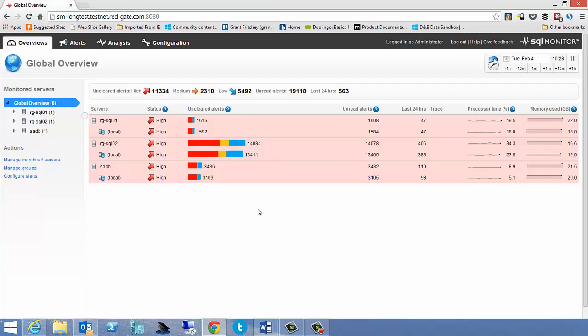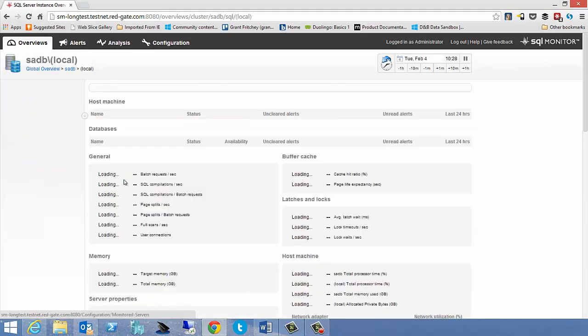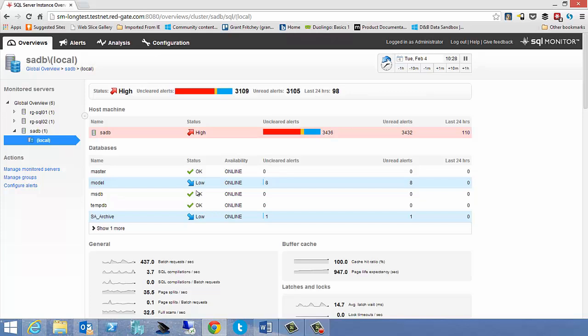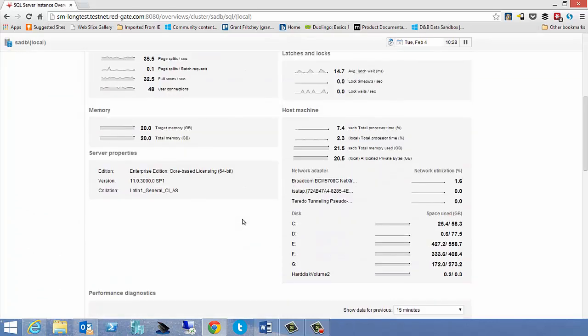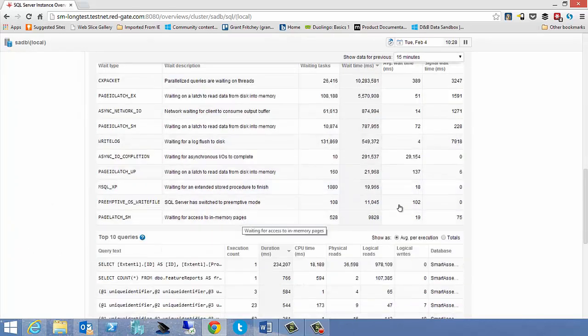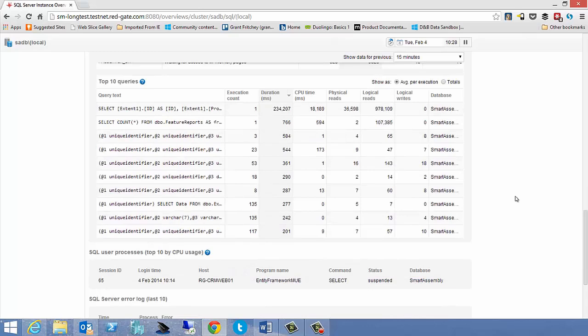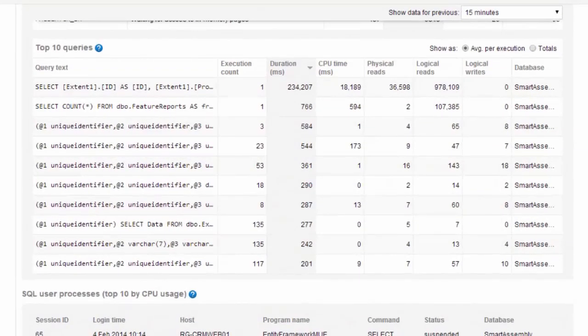This is SQL Monitor. We're open on the global overview page, and these are the servers internal at Redgate Software. And so I'm going to drill down on one of these and take a look at some of the issues that are going on. Now, if I open up the local machine, I'm first going to see some information about existing alerts on the machine. I'm going to see information about the loads that are occurring on the machine. And then I'm going to see wait stats occurring. But I'm going to skip past that for a second. I want to drill straight down here into the top 10 queries.